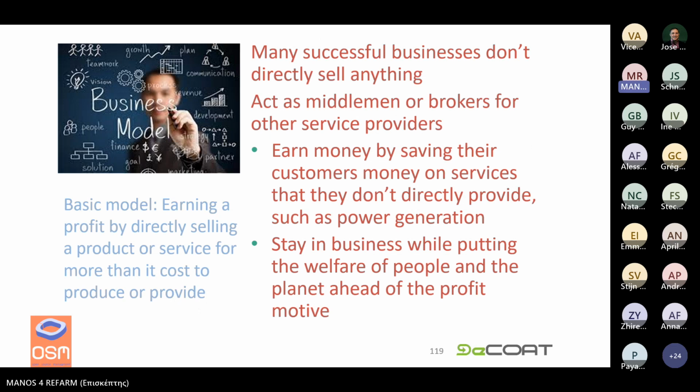The basic business model is to earn by making profit, selling a product or a service for more than it costs you to produce it or to provide the service. But many successful businesses don't directly sell anything. They act as middlemen or brokers for other service providers. We will see examples of that later. They earn money by saving the customer's money, or they stay in business while putting the welfare of people and the planet ahead of the profit motive. So these are other types of thinking, of logic behind business models.